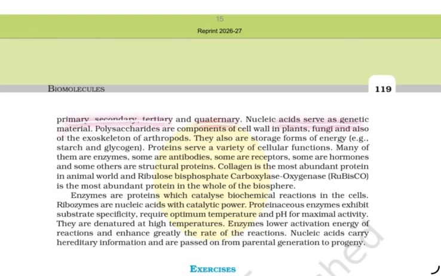Nucleic acids serve as genetic material. Polysaccharides are components of the cell wall in plants and fungi, and also of the exoskeleton of arthropods. They also are storage forms of energy, for example starch and glycogen.